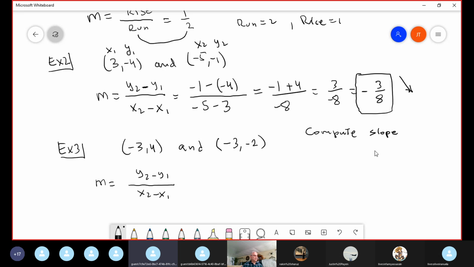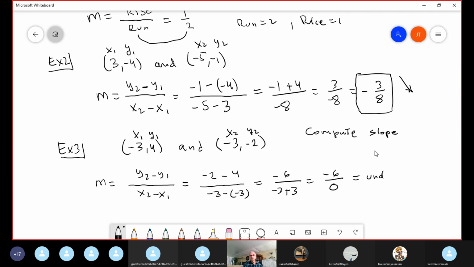Okay, so this computer is slow. This is x1, y1. This is x2, y2. Substitution: y2 is -2 minus y1 is 4, divided by x2 is -3 minus -3. So this is -6 on the top. In the bottom, we have -3 plus 3. So we have -6 over 0, division by 0, and division by 0 is undefined.